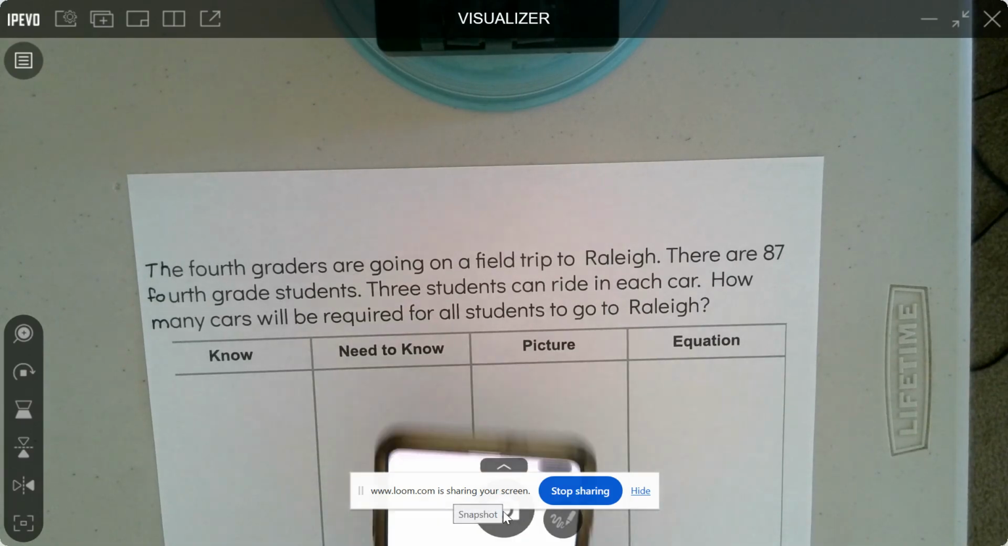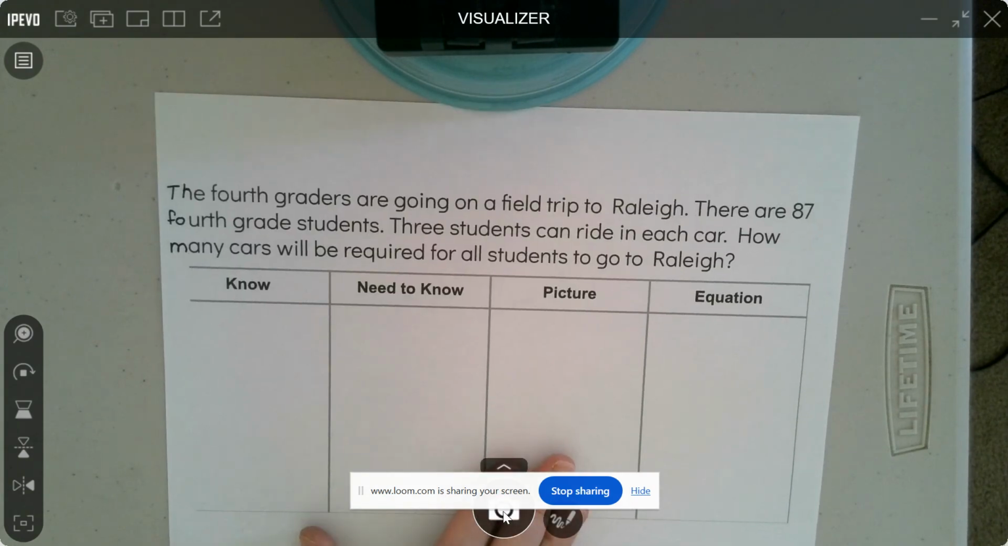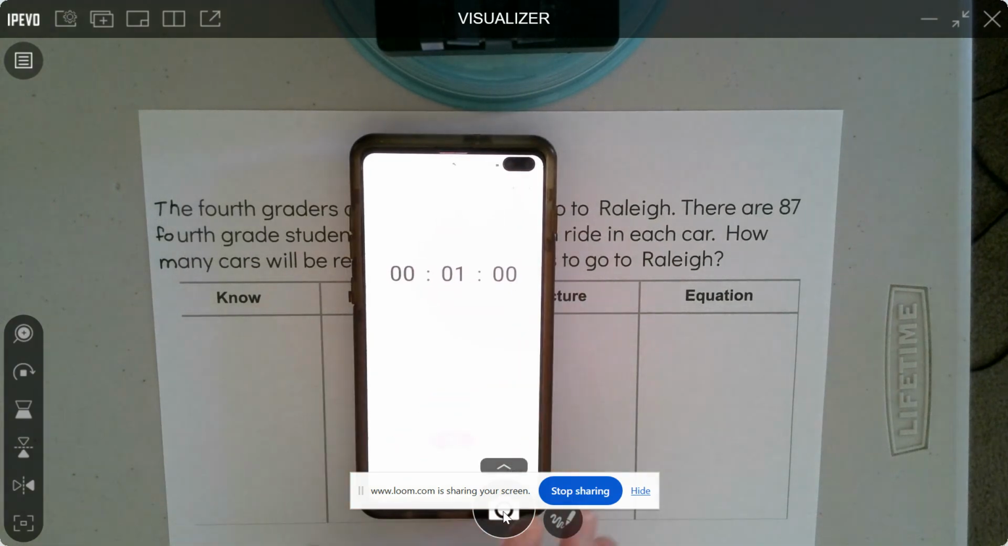Good morning, everybody. Today we're going to start our math lesson by looking at our word problem of the day. But before we do that, let me go ahead and have you get your whiteboard, your marker, and eraser. You have a minute to do so.